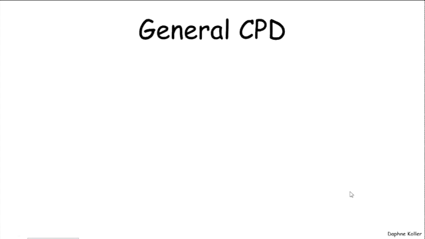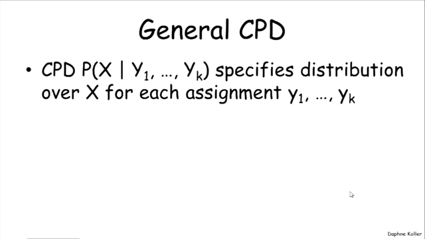Fortunately, there's nothing in the definition of a Bayesian network that imposes on us a fully specified table as the only representation of a conditional probability distribution. The only thing we need is that the CPD P of x given y1 up to yk needs to specify a distribution over x for each assignment y1 to yk. And it can do that completely implicitly. It can do that as a little piece of C code that looks at y1 up to yk and prints out a distribution over x.